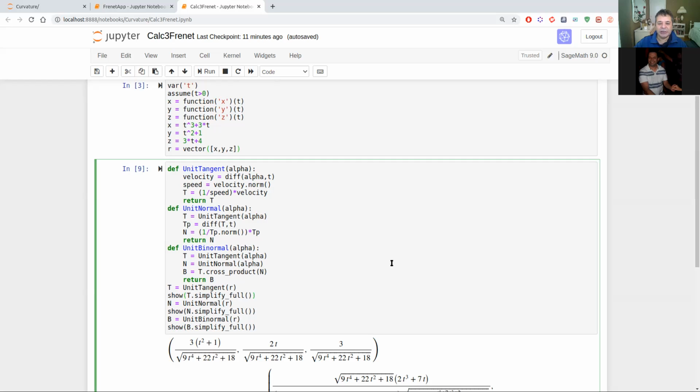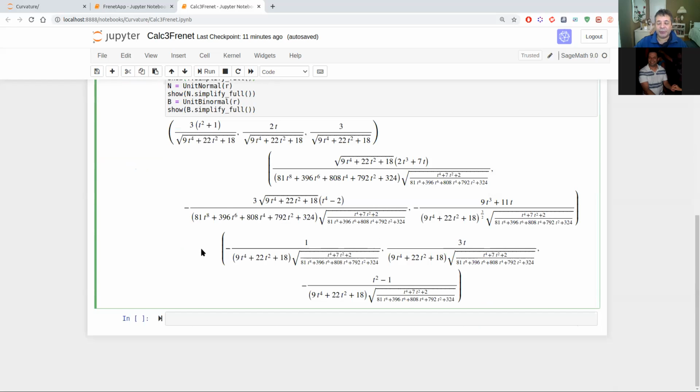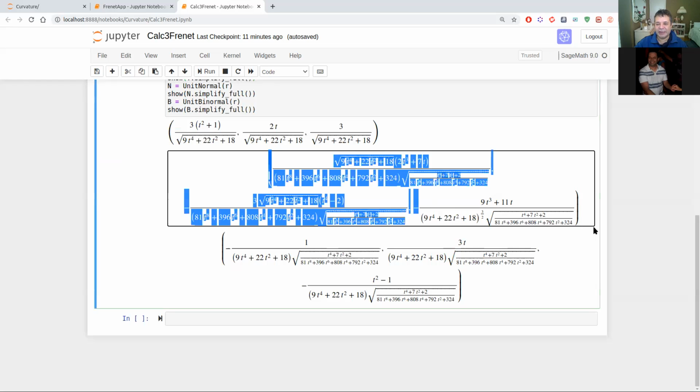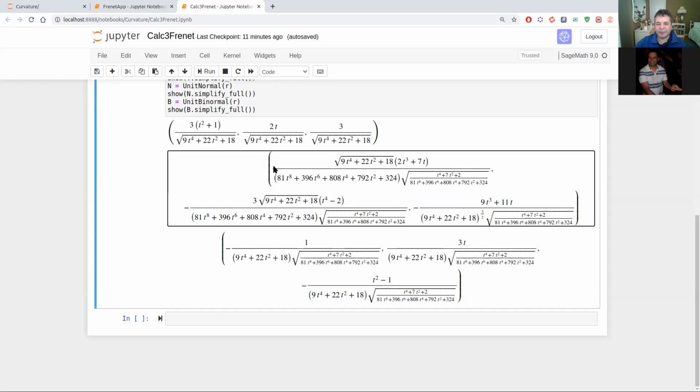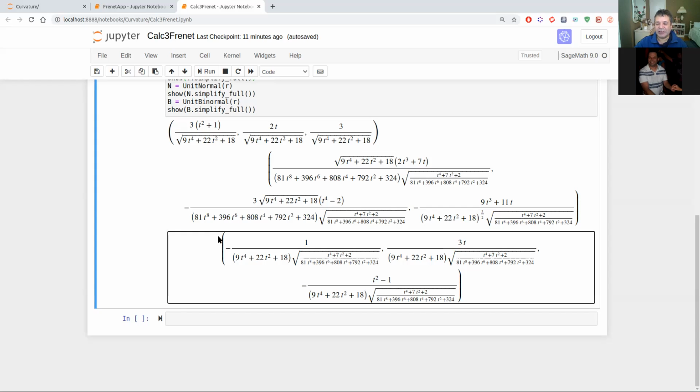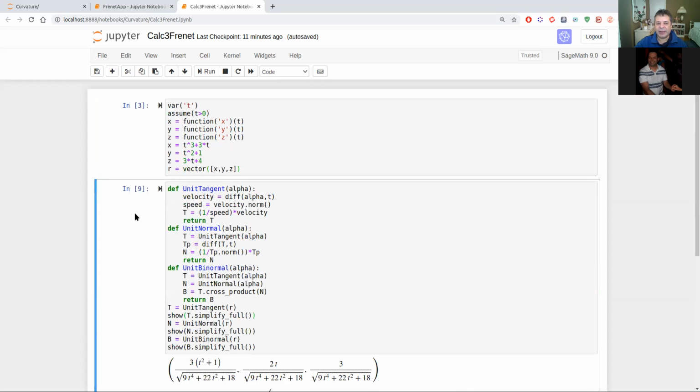Okay? So this is the output. It looks ugly as heck. Okay, that's the unit normal. That's the unit binormal. Okay, I will include this code with today's PDF too. So you guys can look at it and see what it looks like and play around with it a little bit. Okay, all right, I'll see you all in the next video.